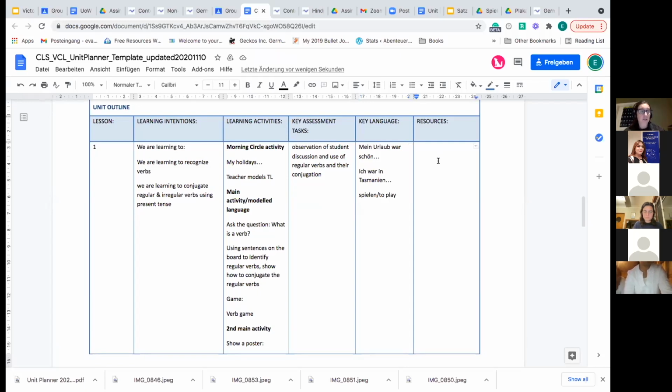With the resources I put in, what we will need is the poster, and I would put in where I find the poster or a link to the poster, and then I will have a worksheet for them, and I would add the link for the worksheet as well.